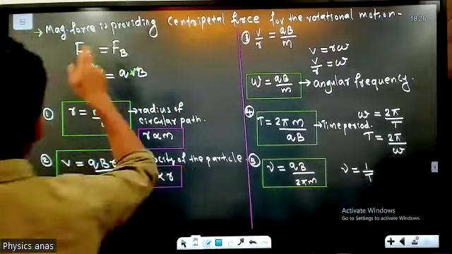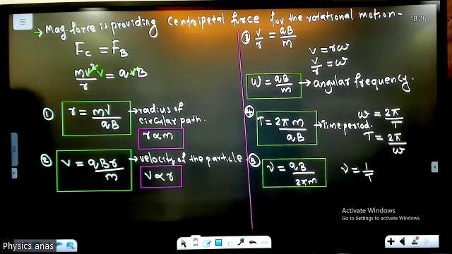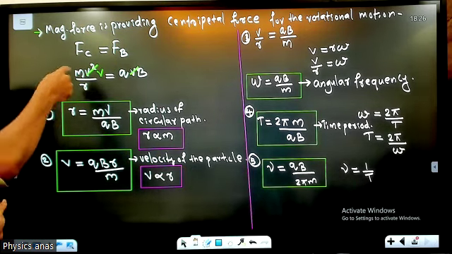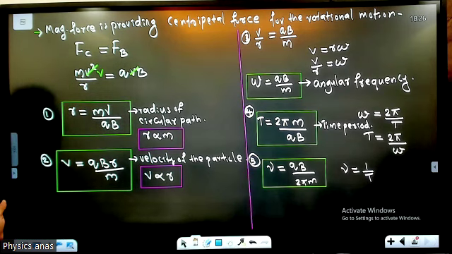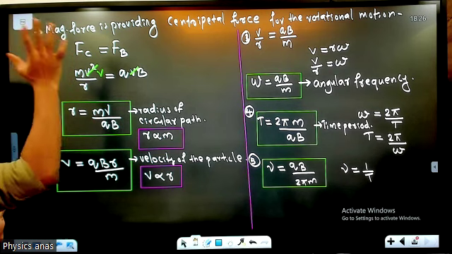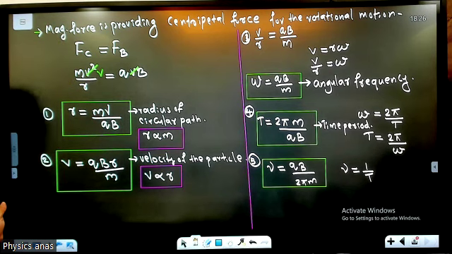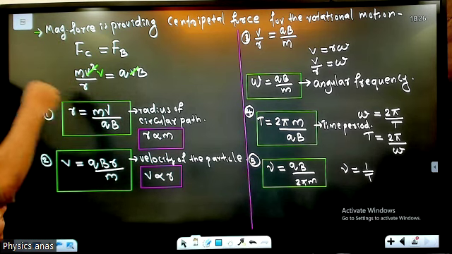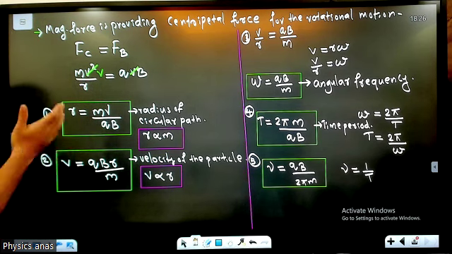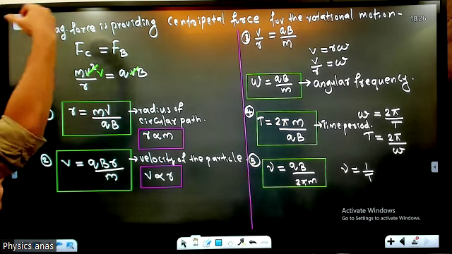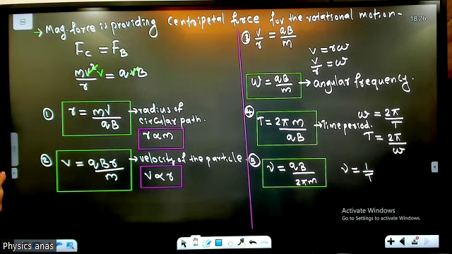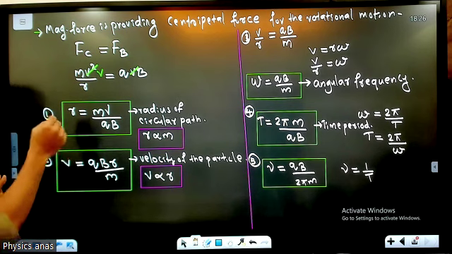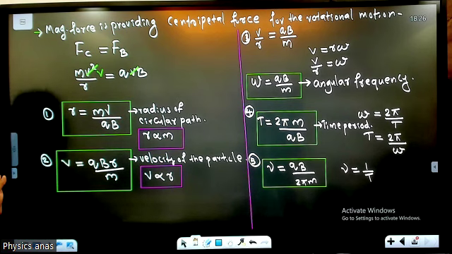Then Fc is equal to Fb. mv squared by R is equal to qvB. V is cancelled from the equation, so you will get one v on the left hand side. That will be mv by R is equal to qB. Then R is equal to mv by qB, bringing R to the other side and qB to this side. mv by qB is R, the radius of the circular path.